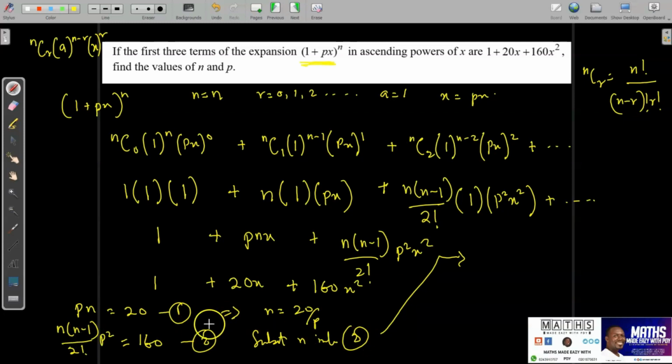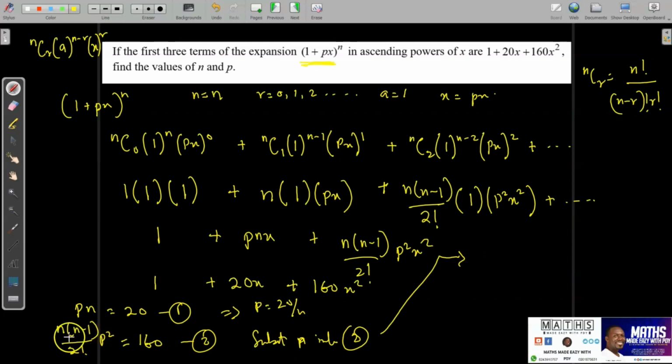Rather, let's make p the subject so that the substitution will be easy. Any of them will be right, but I just want something very simple for all of us. So let's make p the subject so that we just substitute once. p will be equal to 20 on n. So substitute p into equation 2. p is there only once, so we can substitute just once.